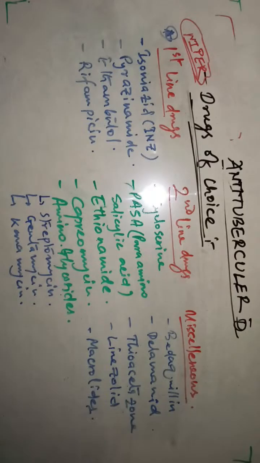So what are the first line drugs? First line drugs are those drugs which are used primarily for the treatment of tuberculosis. If first line drugs are not successful in the treatment of tuberculosis, then second line drugs are used along with first line drugs. First line drugs have the most activity and less toxicity, whereas second line drugs have more toxicity. Miscellaneous drugs are also used along with them.